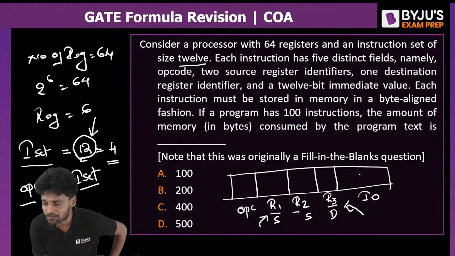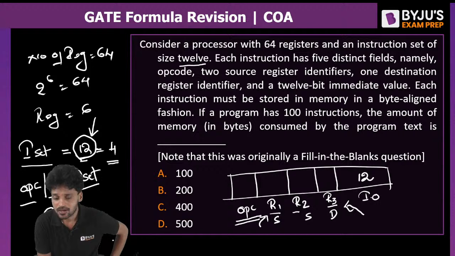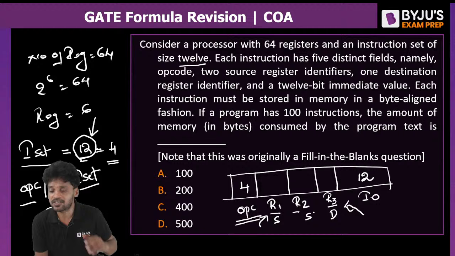Okay, so how many bits are required for the opcode? Opcode bits are equal to 4. How many digits are required for the registers? It depends on the total number of registers in the system.